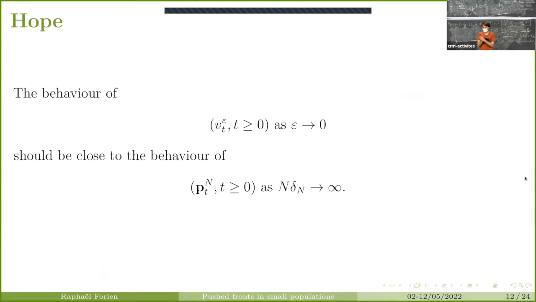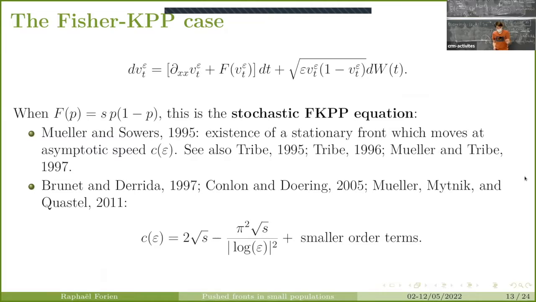Okay, and for now, I'm going to stick with my equation v epsilon and pretend that the behavior of v epsilon as epsilon goes to 0 is the same as the behavior of the previous model as n delta n tends to infinity. And let me say a word first about previous works on these kinds of equations in a Fisher-KPP case.